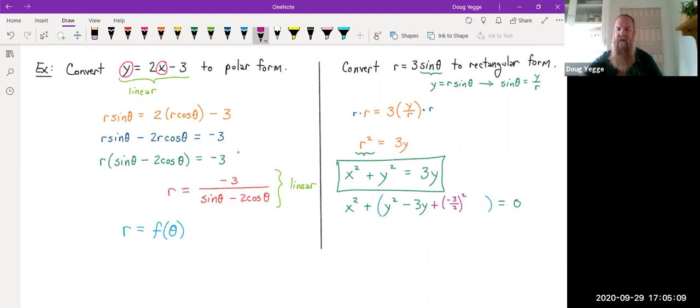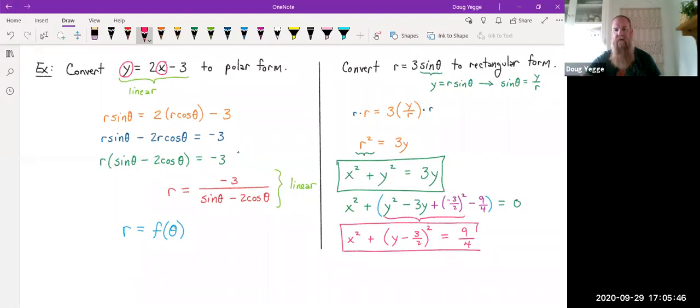But if we add half of -3 squared, we have to subtract that same quantity, or rather 9/4. And now the purpose of this is so that we could now factor that trinomial. So here we get x squared plus, and now we have y minus 3/2 quantity squared. And if I add 9/4 to the other side, that's going to give me 9/4. So this is more accurate in terms of how to graph, because it's now in the form where I can see the center and the radius.